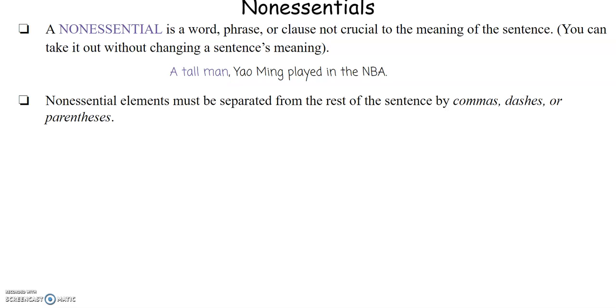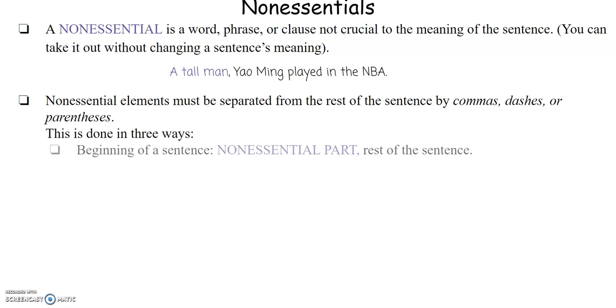A non-essential, whether it's a word, phrase, or clause, has to be separated out from the rest of the sentence, and it can be done with commas, dashes, or parentheses, and there are different ways to use each of them. So let's look. The first way is if the non-essential comes at the beginning of the sentence. If it does, you're going to go non-essential, comma, and then the rest of the sentence.